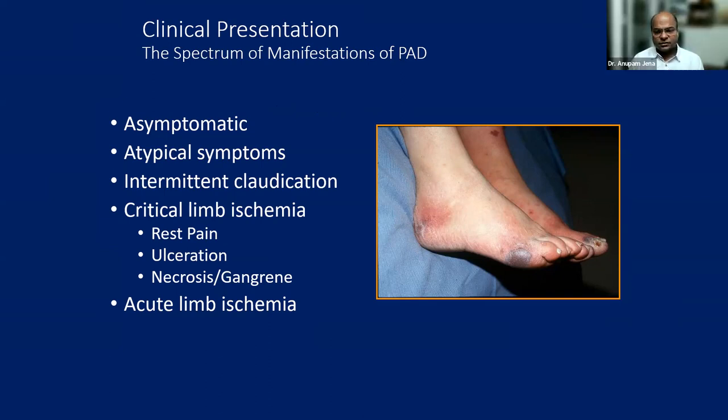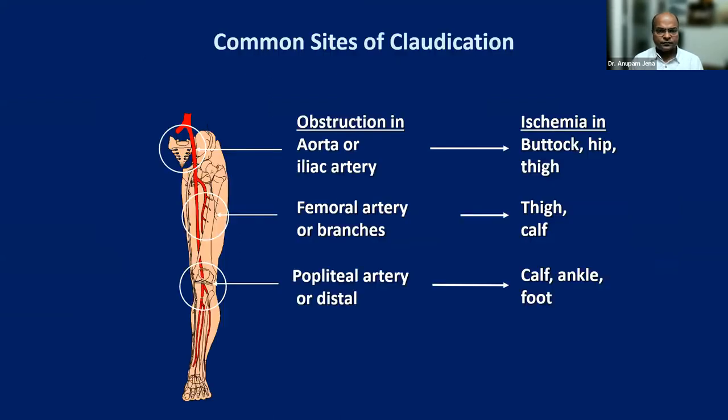Yeah, so a quick revision of this. All of us are well aware, but a quick revision. So the clinical spectrum of presentation for PAD can be asymptomatic. Majority of the patients are actually asymptomatic till they go into a certain level of stenosis and disease. Then they can develop atypical symptoms. Intermittent claudication is the classic symptom of peripheral arterial disease. And as the disease progresses, we land up with critical limb ischemia, which results in pain at rest, ulceration, necrosis and gangrene. And a thrombotic process can result in acute limb ischemia.